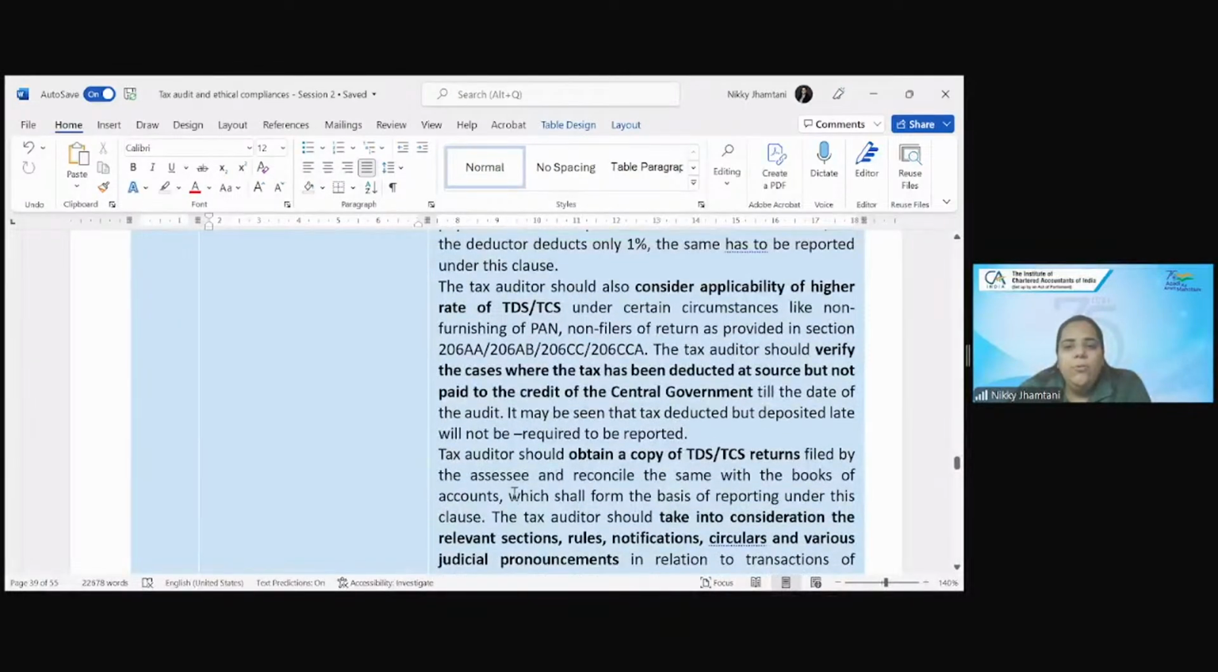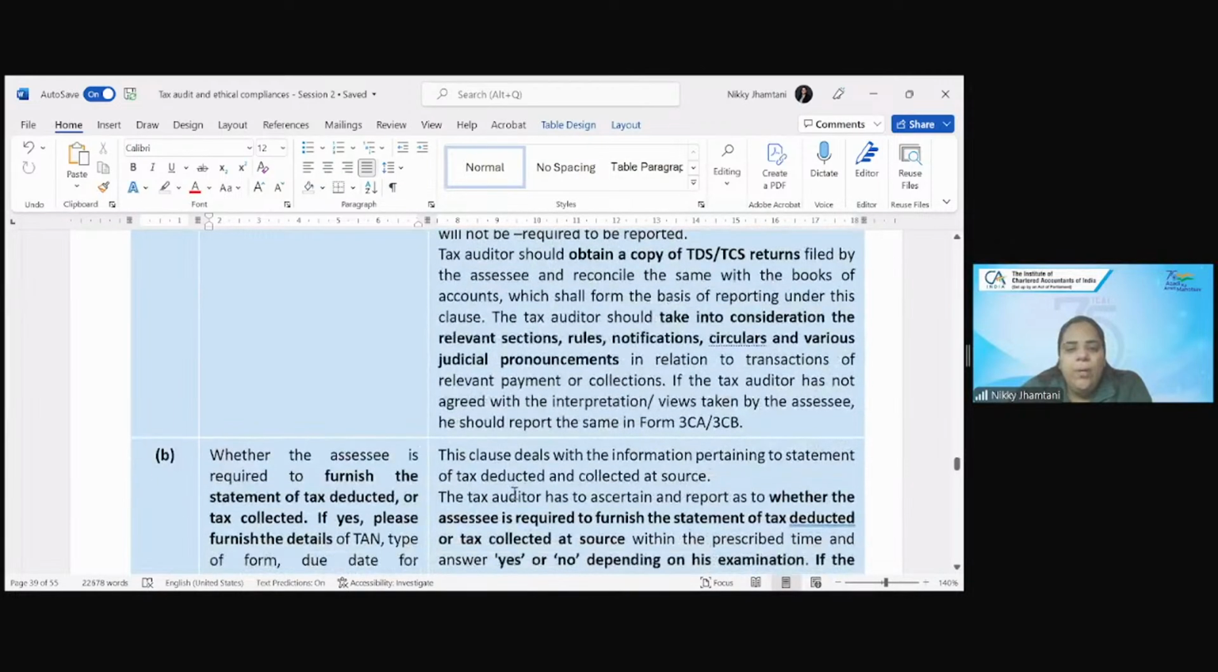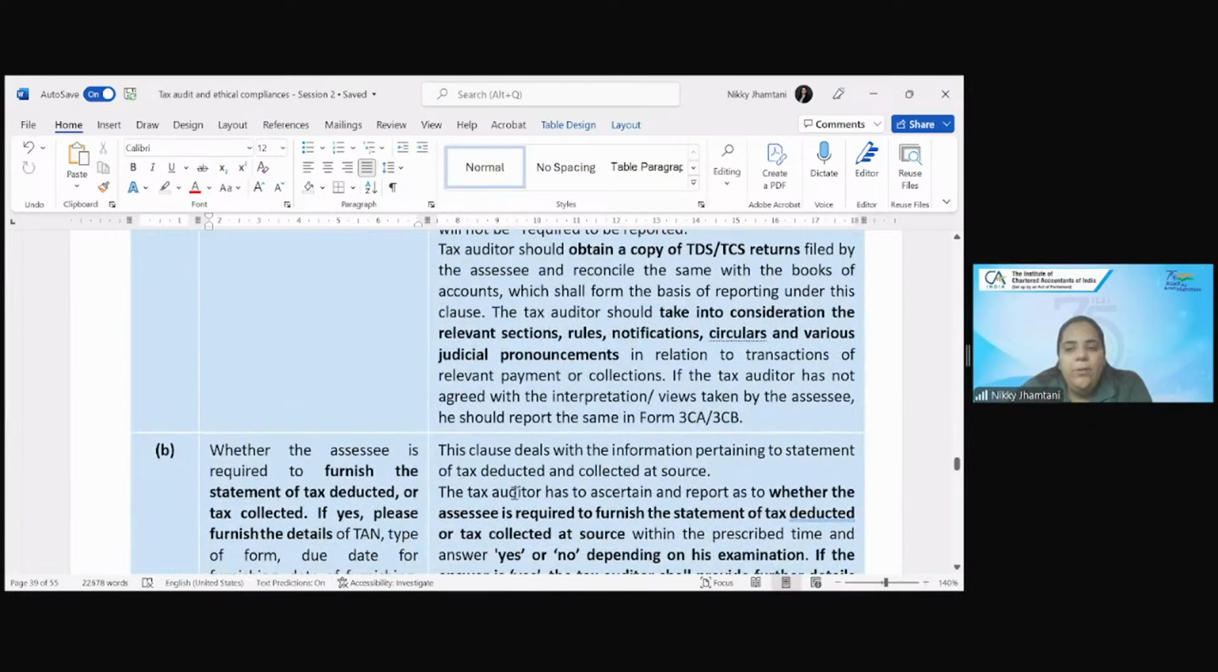The tax auditor should also consider applicability of higher rate of TDS or TCS under certain circumstances, like non-furnishing of PAN, non-filers of return. The tax auditor should verify the cases where the tax has been deducted at source but not paid to the credit of the central government till the date of the audit. It may be seen that tax deducted but deposited late will not be required to be reported. Tax auditor should obtain a copy of all the TDS and TCS returns filed by the assessee and reconcile the same with the books of accounts, which will form the basis of reporting under this clause.